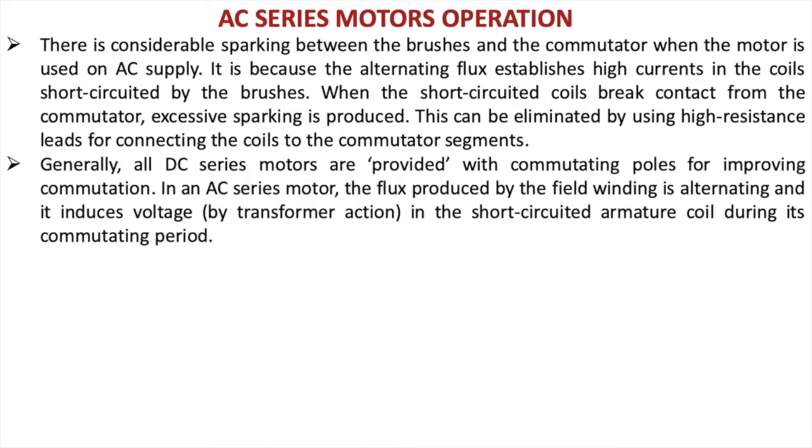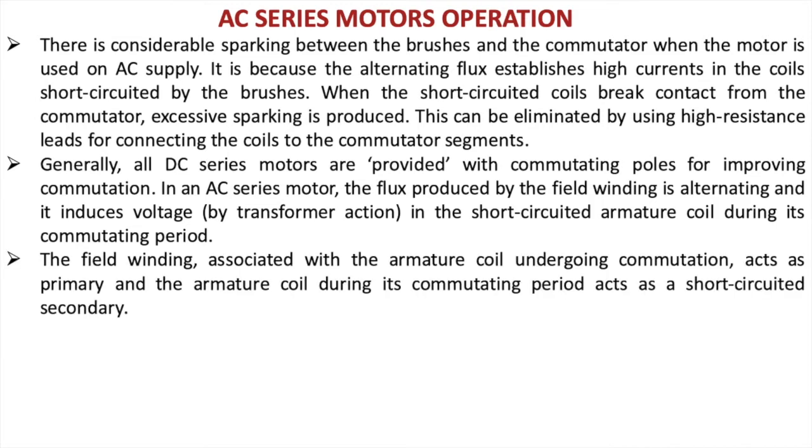Generally, all DC motors are provided with commutating poles for improving commutation, but in an AC series motor, the flux produced by the field winding is alternating and it induces voltage by transformer action in the short-circuited armature coil during its commutating period. Therefore, the field winding associated with the armature coil undergoing commutation acts as the primary, and the armature coil during its commutating period acts as a short-circuited secondary. It's only during the commutation that the commutating coil is acting like this, not the other coils, because there are multiple coils on the armature.